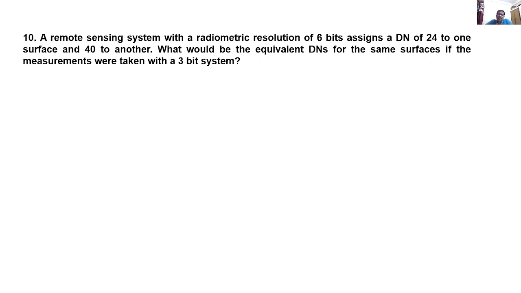So the question states that a remote sensing system with a radiometric resolution of 6 bits assigns a DN of 24 to one surface and 40 to another. What would be the equivalent DNs for the same surfaces if the measurements were taken with a 3-bit sensor? So what would be the DN range for a 3-bit sensor?